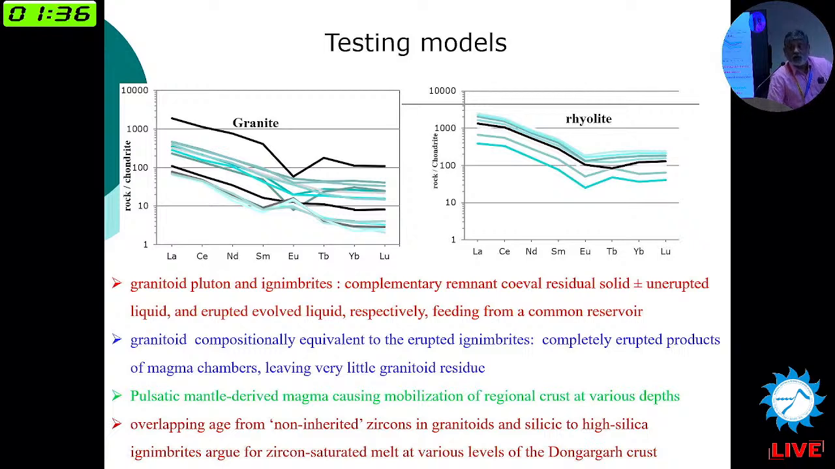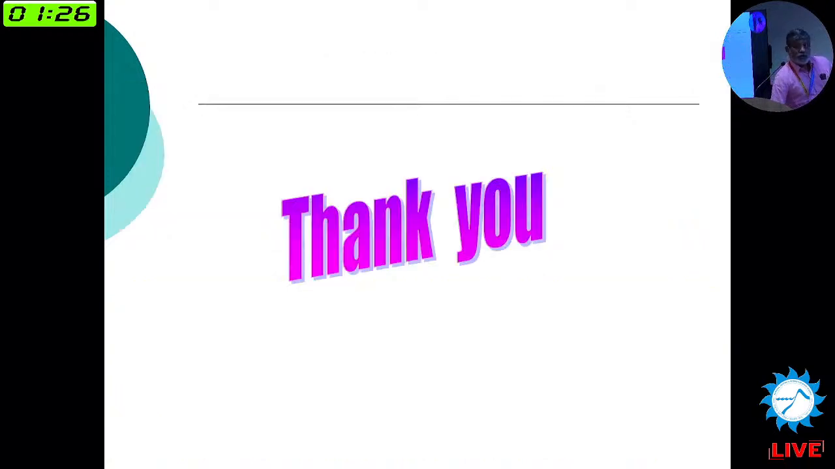So I don't know whether both are working together, or one is earlier and another is later. Maybe different pulses of processes are there, and the intermediate composition is in between. So it may be a possibility that this is working in some other complicated way which we still don't know, or we have to work it out further. The jury is out. I urge the young researchers to take it up further. Thank you very much.